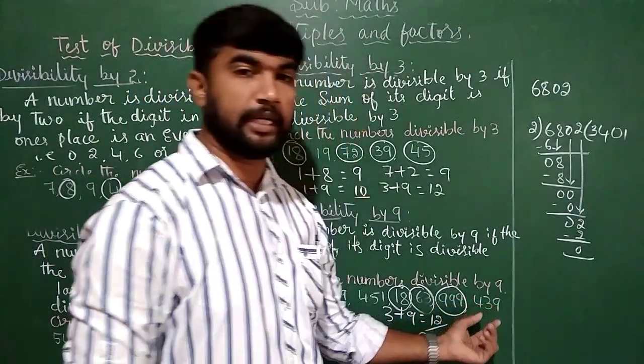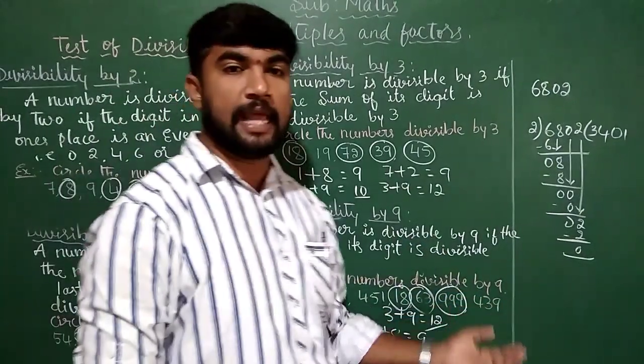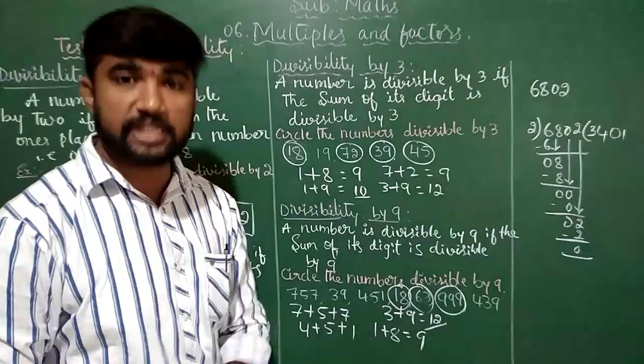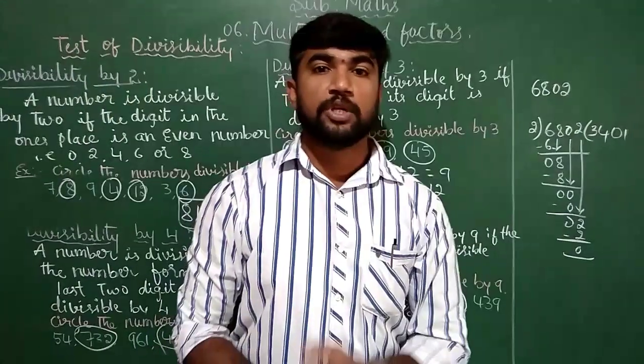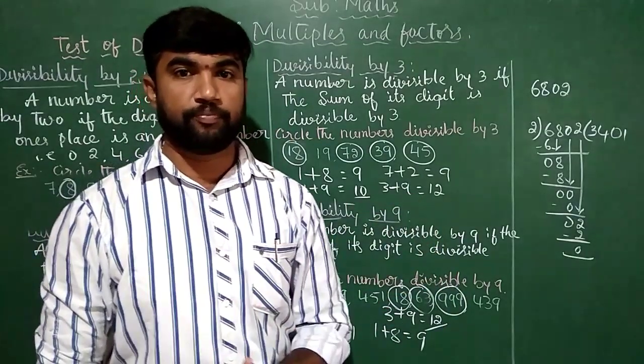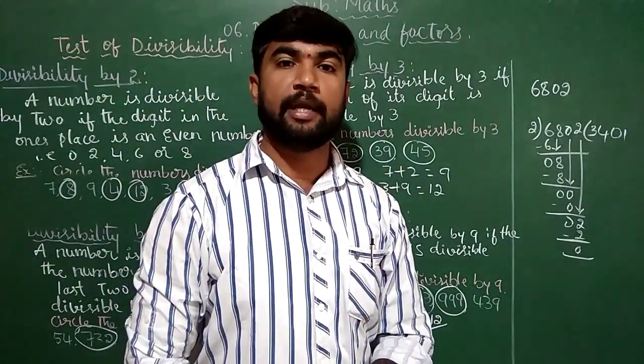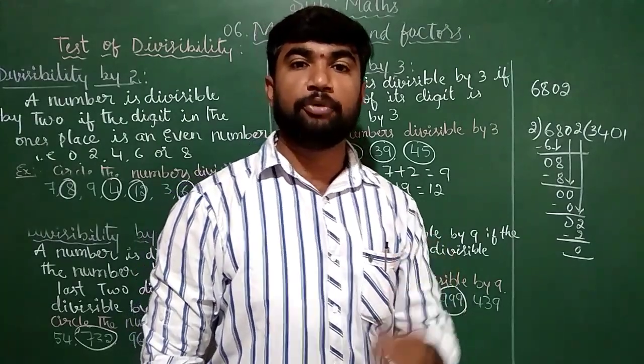Next, 439. 4 plus 3 equal to 7. 7 plus 9 equal to 16. Is 16 divisible by 9? No. 9 ones are 9, 9 twos are 18, but here we got the sum 16. So 439 is not divisible by 9. Okay, like that we want to check.